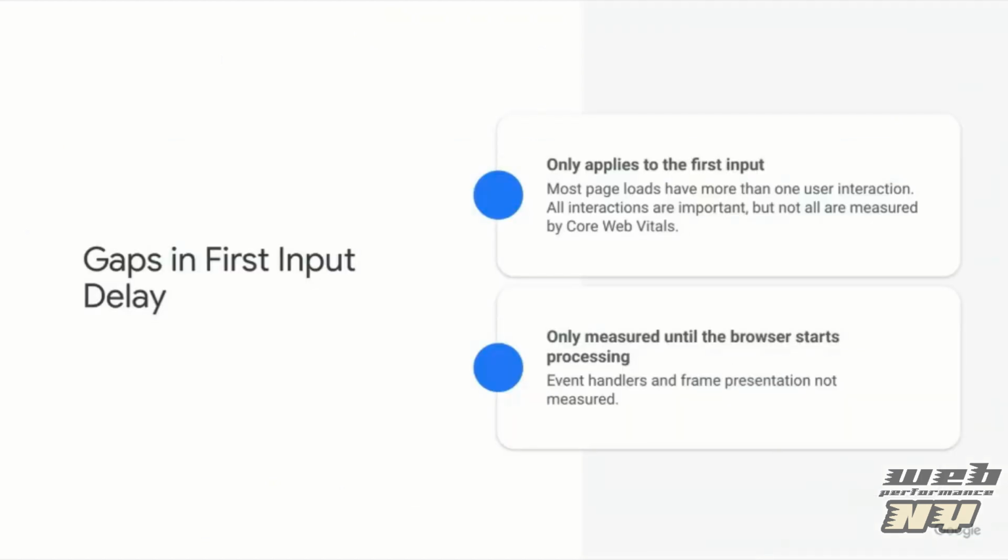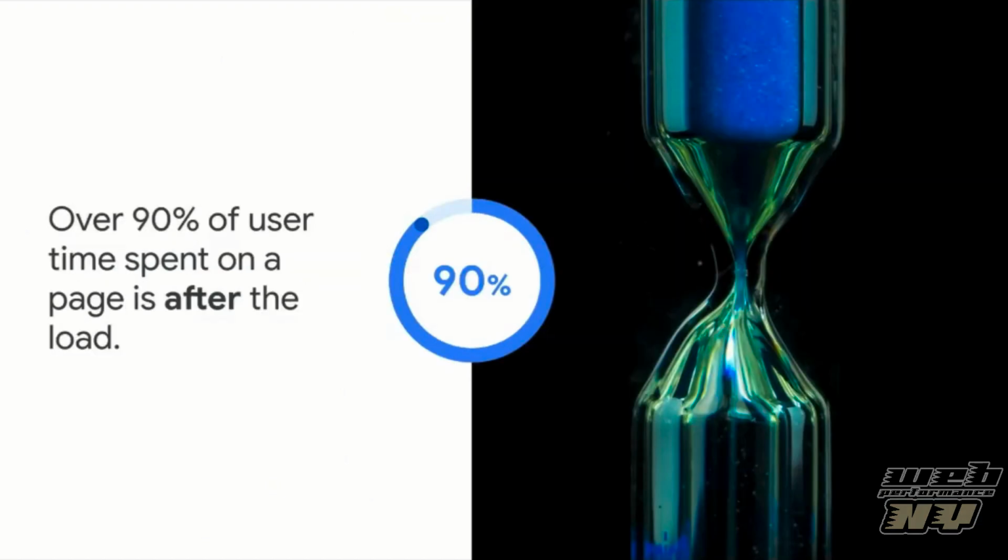But it has two really important gaps that we'd like to address. First, as it says in the name, it only measures the very first input on a web page, and almost all page loads have more than one, if they have an input. Second, it's only measured until the browser starts processing the very first input. It's just a measure of main thread busyness. And there's a couple of problems with these gaps. First, over 90% of the user's time is spent after the page load, and we, as a web performance industry, hardly measure the performance after that at all. And as we've seen a bit, there are some big problems there.